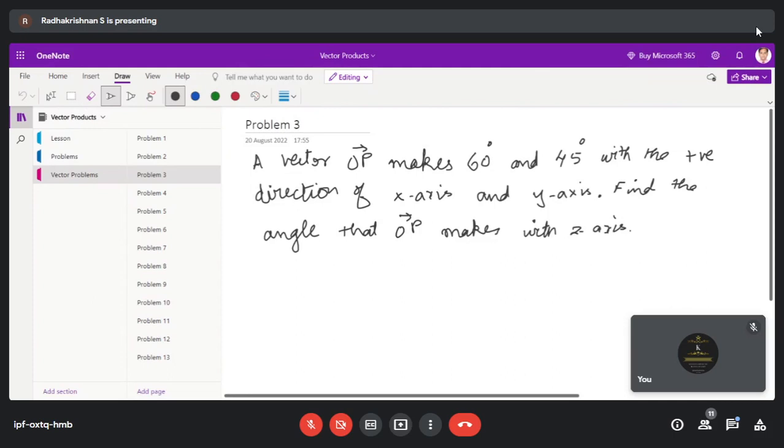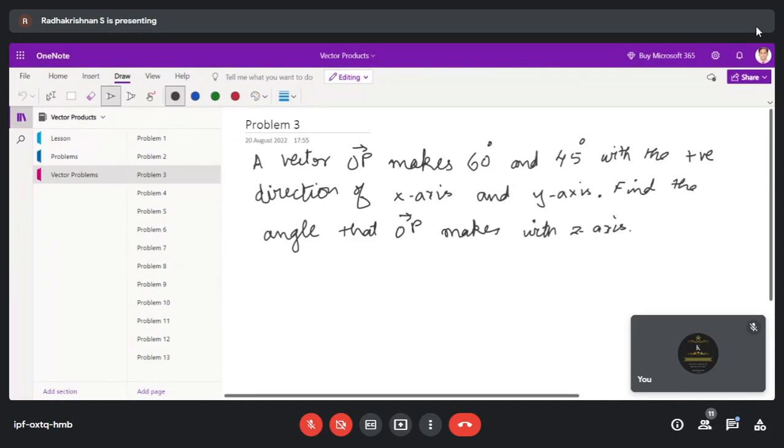So if it makes an angle 60 degrees with the x-axis, this cos 60 degrees, what do we call it as? It's called the direction cosine. If there is a vector that makes angles x, y, z with the three axes, the cos of those angles are called the direction cosines. So one is cos 60, one is cos 45, another is cos theta, the angle that we have to determine. So this is direction cosine.